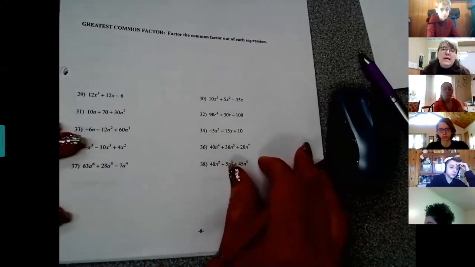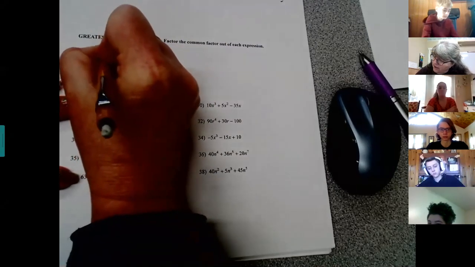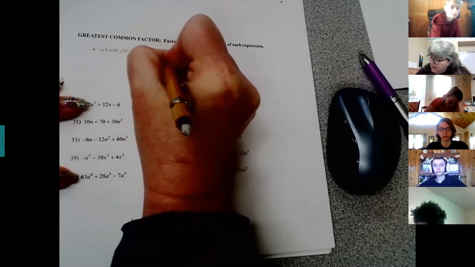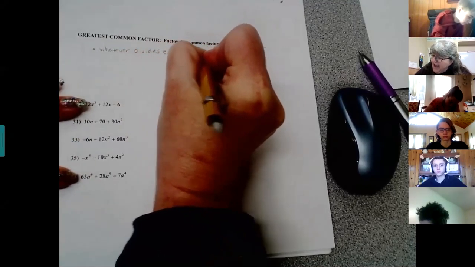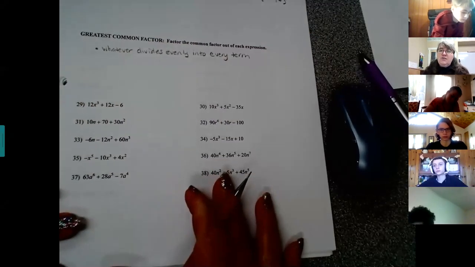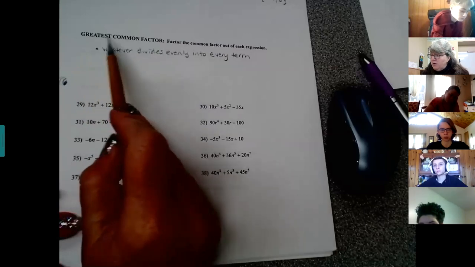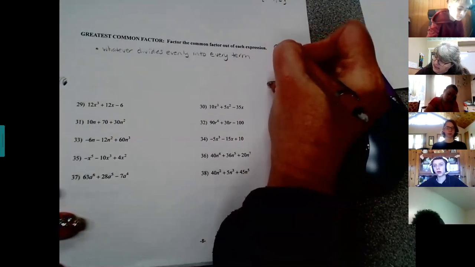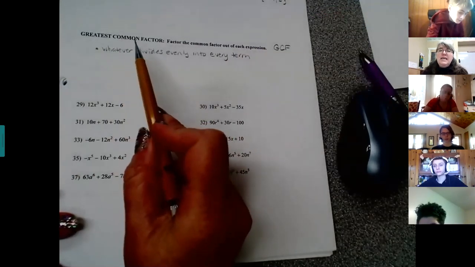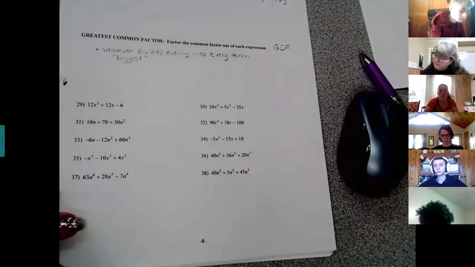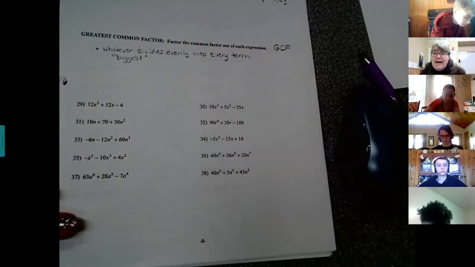Look with me at problem number 29. The greatest common factor is whatever divides evenly into every term. When you start factoring, the very first pattern, we're going to call these patterns of factoring. And I call this one GCF. So when you hear me say GCF, this is what I'm talking about. The GCF is whatever divides evenly into every term, but it's the biggest whatever. Okay? So look with me at problem 29.